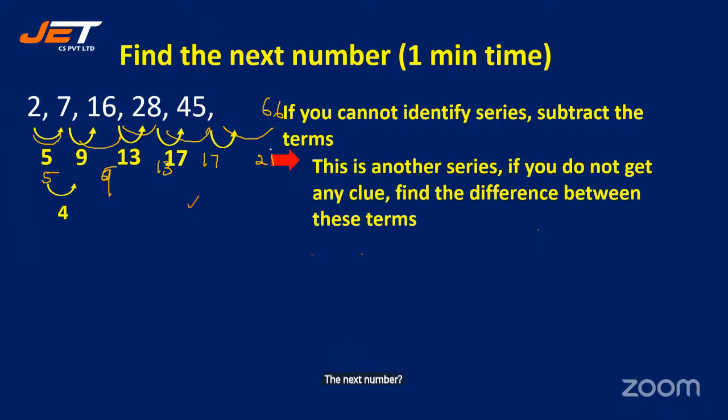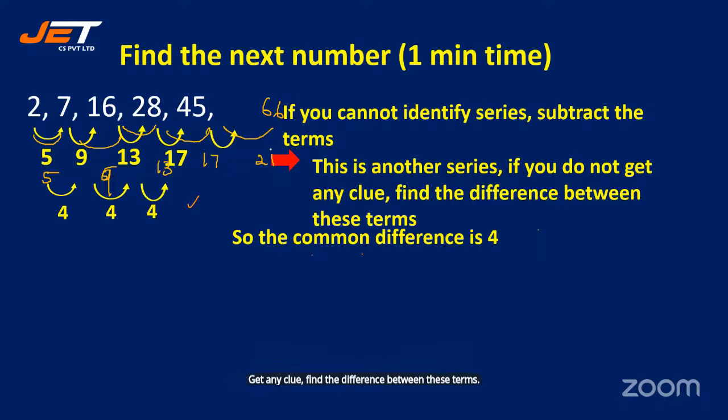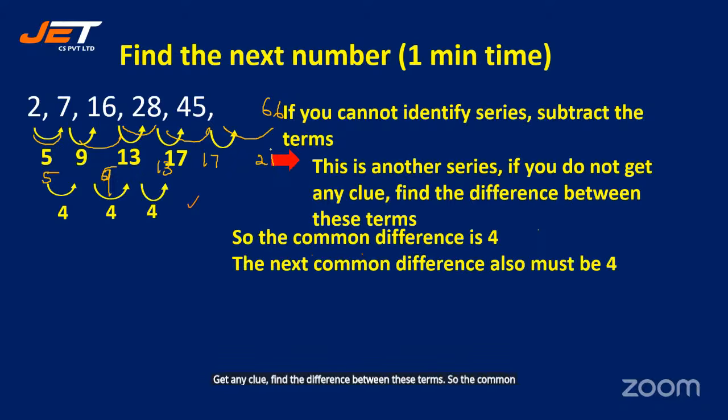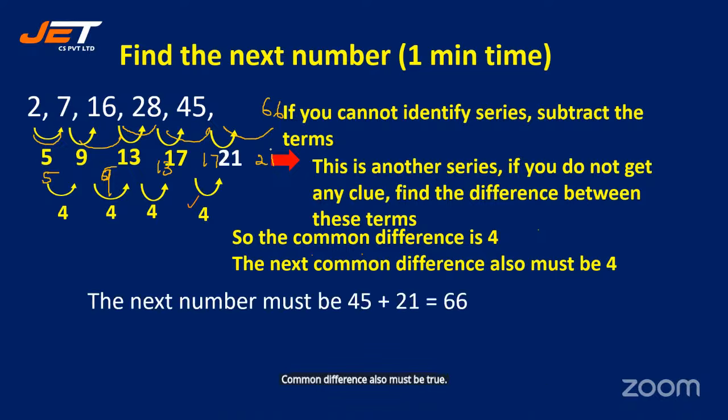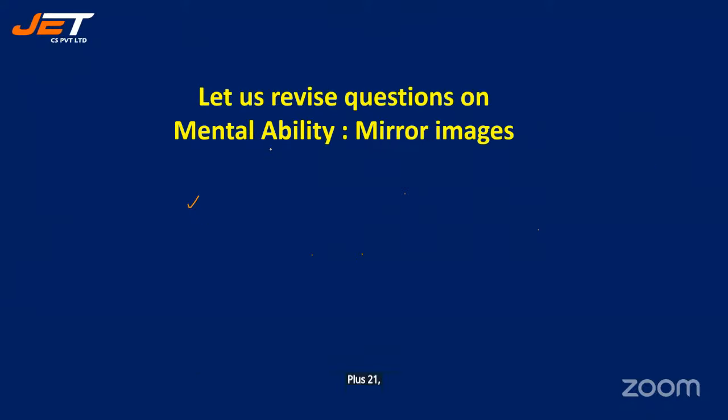So this is another series. If you do not get any clue, find the difference between these terms. So the common difference is 4. The next common difference also must be 4. Okay, so the next number must be 45 plus 21, which is 66.